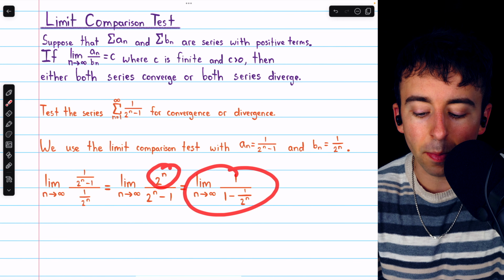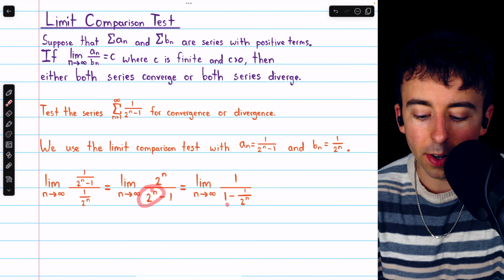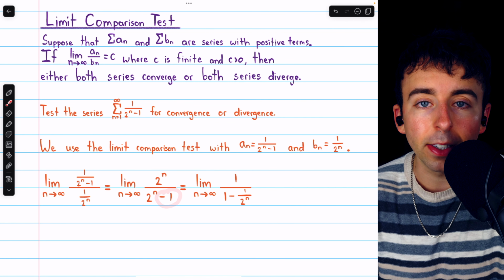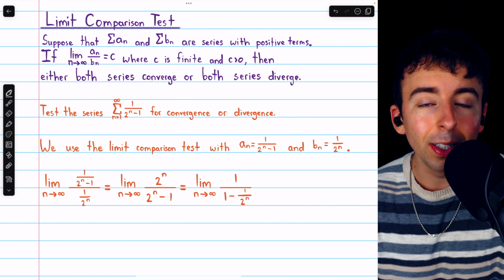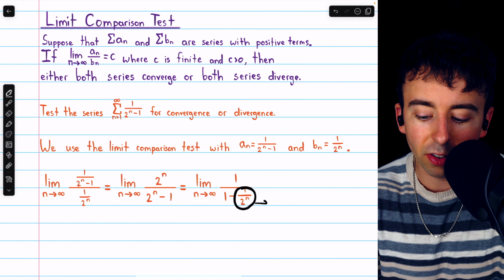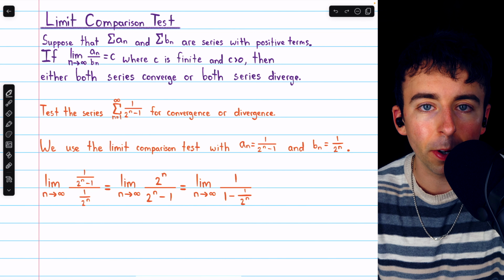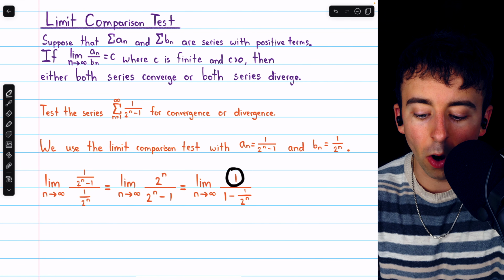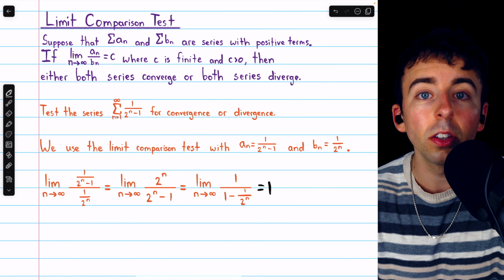2 to the n divided by 2 to the n is 1. And minus 1 divided by 2 to the n is minus 1 divided by 2 to the n. Now clearly, as n goes to infinity, this term in the denominator is going to 0, because it's just 1 divided by an arbitrarily large number. Hence, this is just 1 over 1, and so the limit is in fact equal to 1.